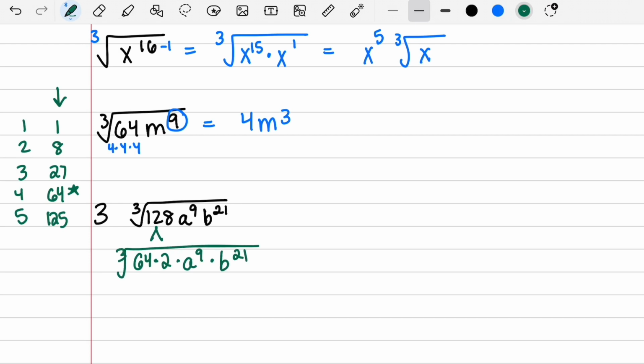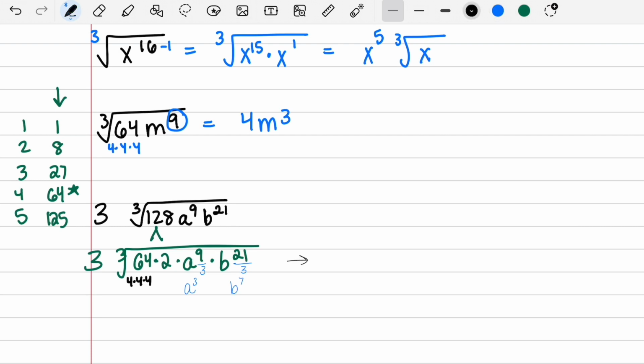And again, we're doing our cube root, and the 3 is on the outside. 64 is a perfect cube, so I know that's going to give me a 4, because 4 times 4 times 4. For a to the power of 9, 9 is divisible by 3, so 9 divided by 3 gives me a to the power of 3. 21 is also divisible by 3, which gives me b^7.